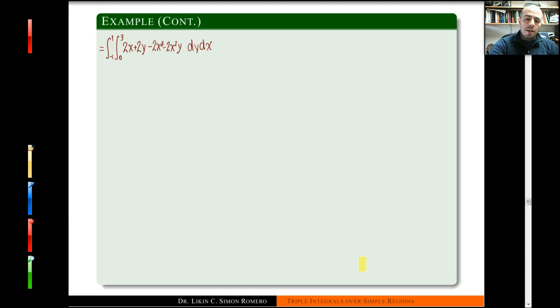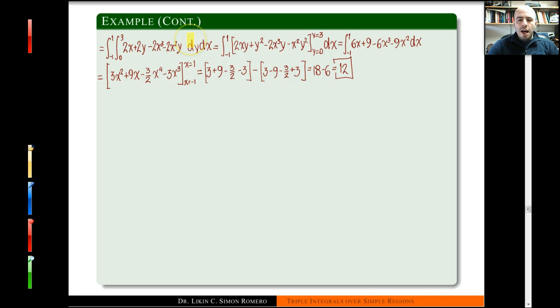Then we move to the next one. Now when I have this expression foiled and I'm going to integrate with respect to y, I plug in what y is equal to. Notice that I'm putting y equal to 3 and y equal to 0 in order not to get confused, since I am going to have two variables.